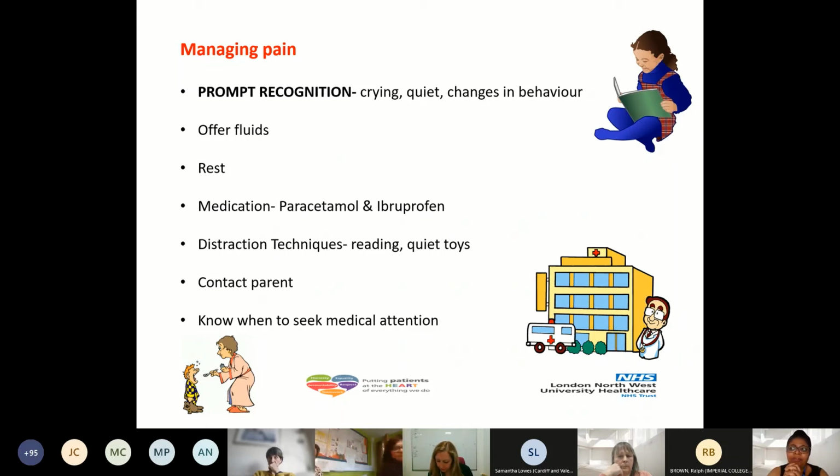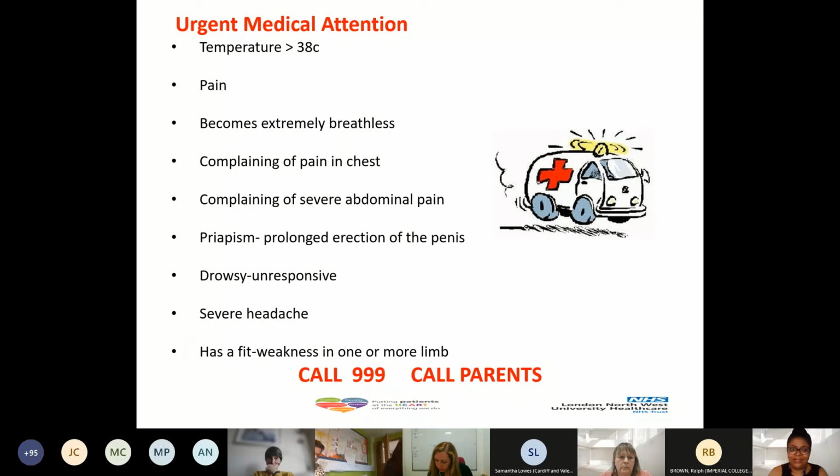Keep an eye on them also. And if after a certain while, 40 minutes to an hour, they don't get any better, then contact parents and read down the care plan and just monitor them and know when to seek medical attention. Okay, so this is the last slide really.